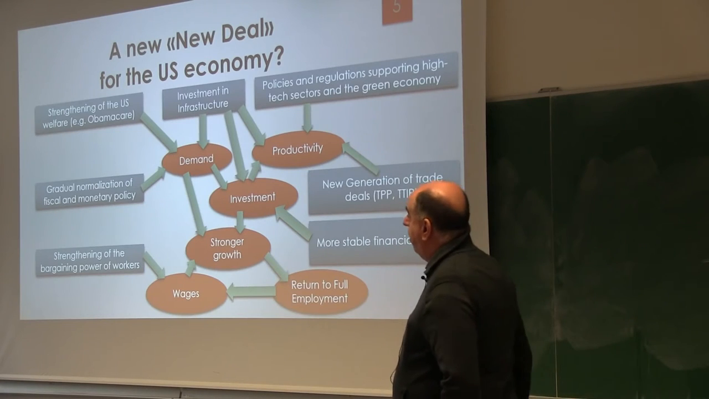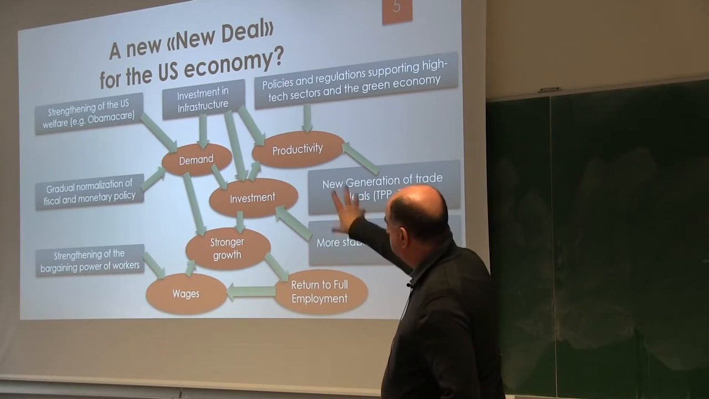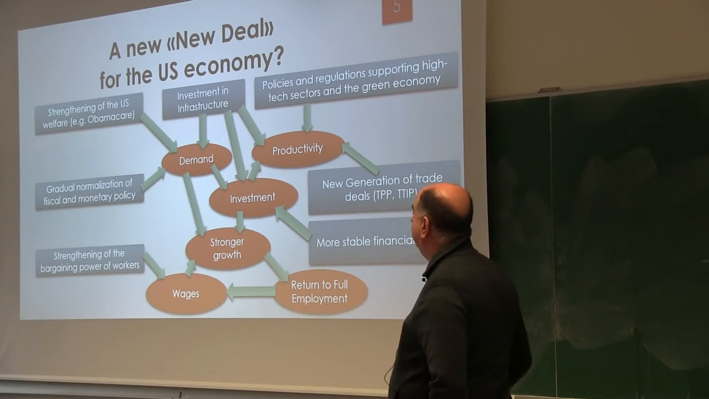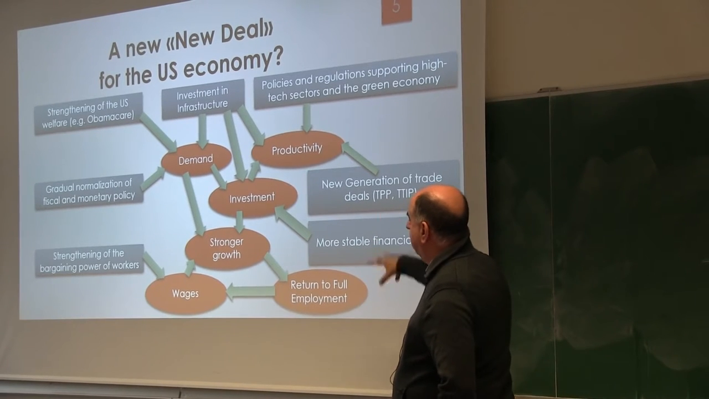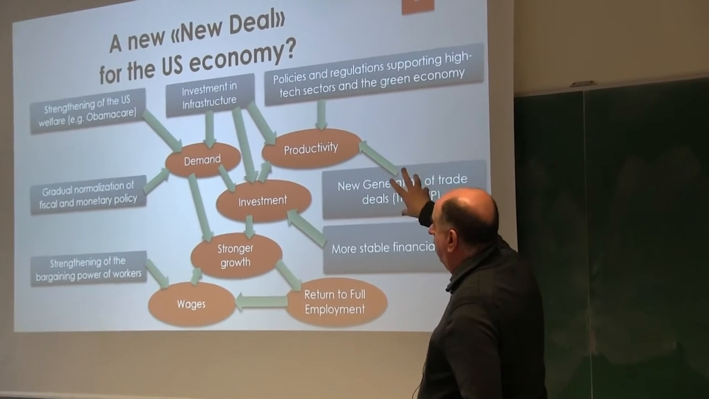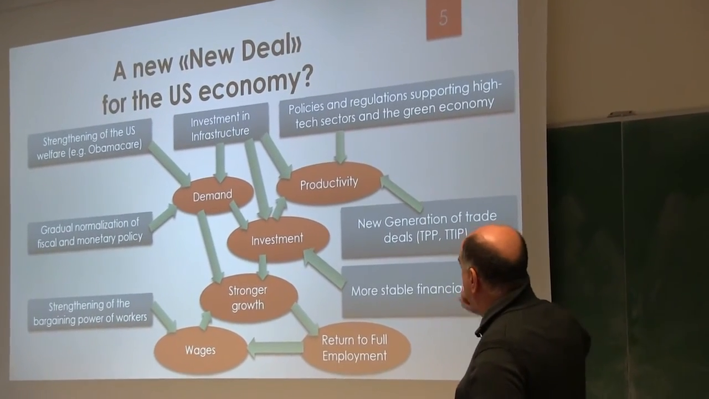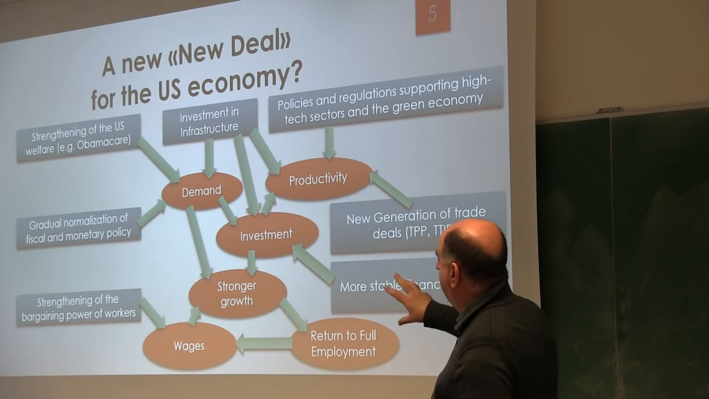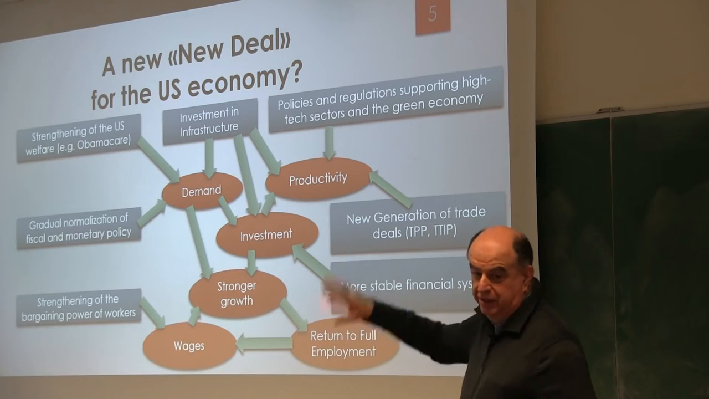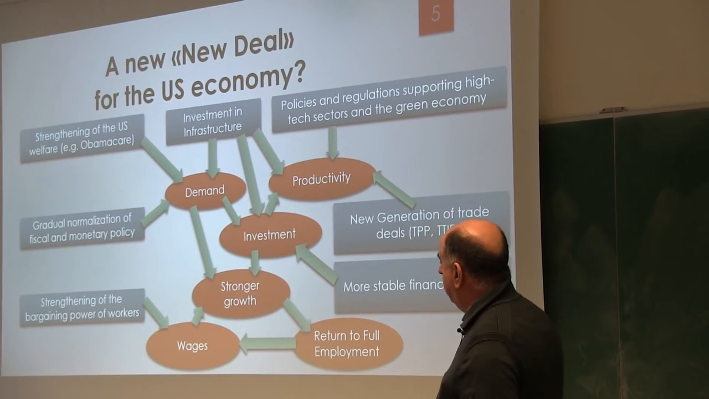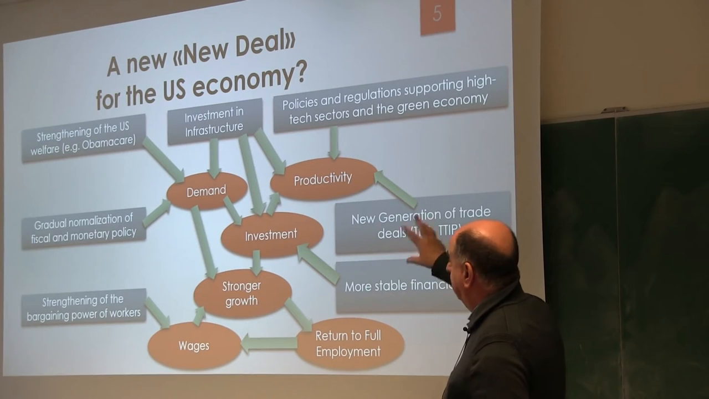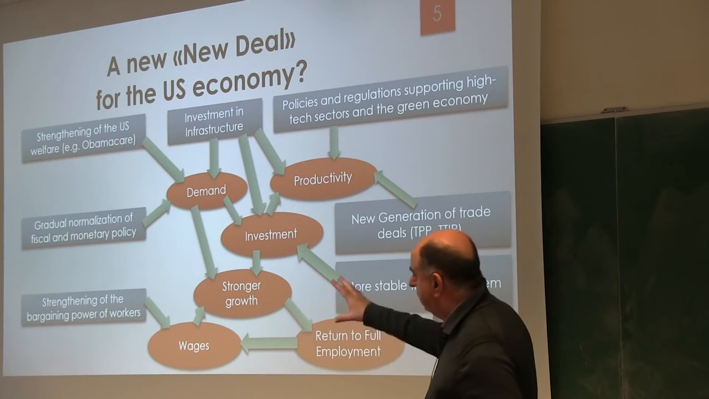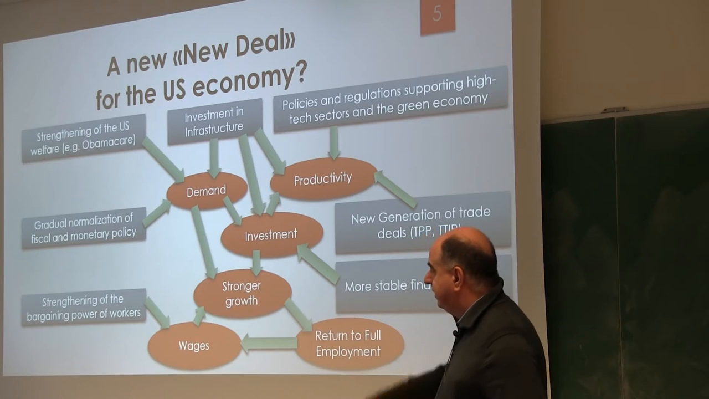What was the idea of Obama was to create a number of virtuous circles through the strengthening of welfare, more investment, and so on. So both through the demand side, then on structural reforms or incentives to the high-tech sector or the trade deals to create more demand to support growth, and the growth would support investment. And so you can see the traditional accelerator model that you probably know very well, with some productivity that was both endogenous and exogenous, and in the meantime, stronger growth determined by the return to full employment and to higher wages.